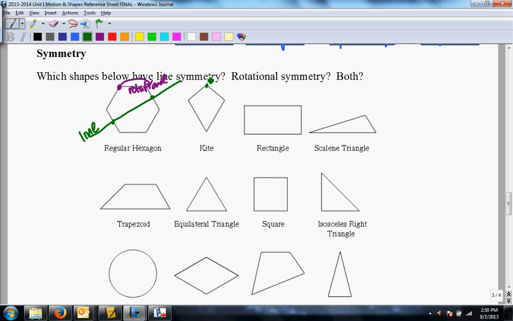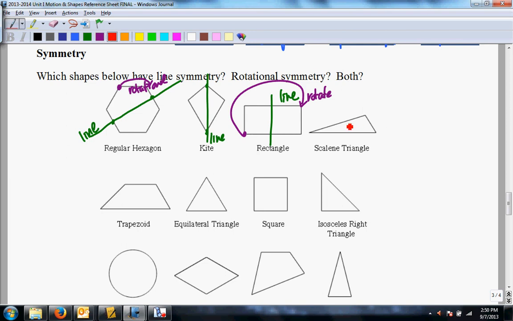The kite, you can fold so it has line symmetry, but you cannot rotate it except all the way around to get the same shape. A rectangle, yes, it has line symmetry. Technically it has two lines of symmetry. I'm just going to leave the one here. And yes, it has rotational symmetry. If you take this and you bring it exactly around 180, that has rotational symmetry.